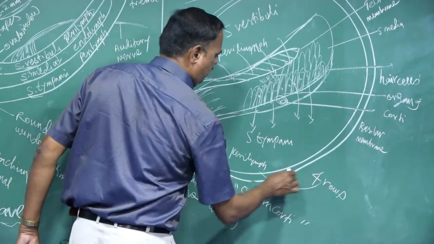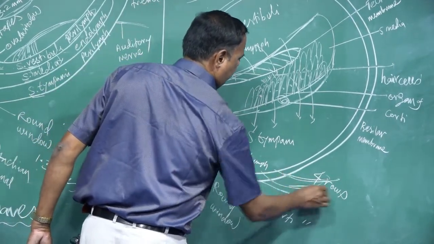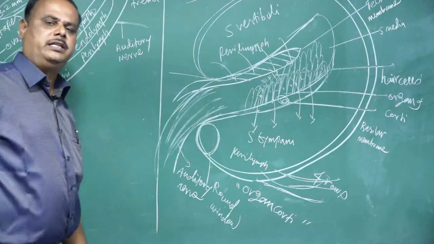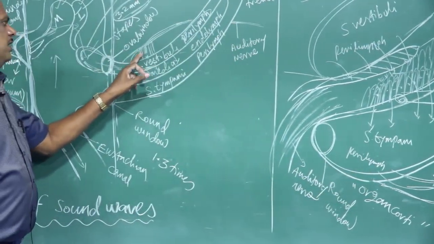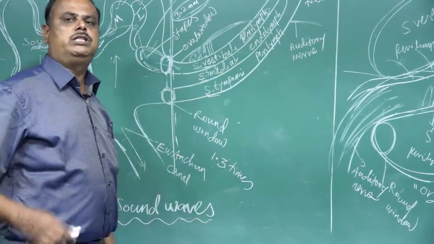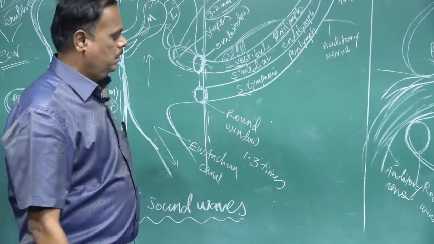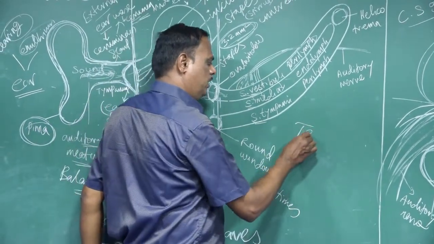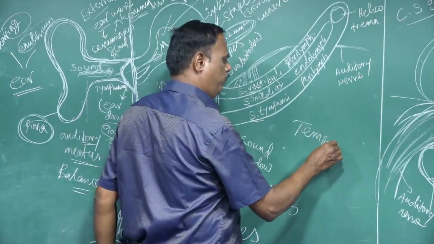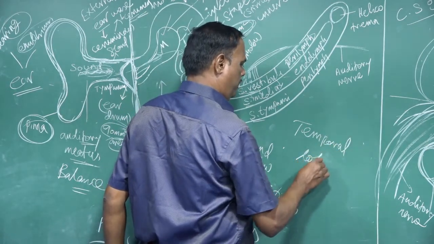Near this round window, the auditory nerves are connected. The auditory nerve carries the electric signal to the auditory area of the brain. Which part of the brain is responsible for auditory function? The temporal lobe of the brain.